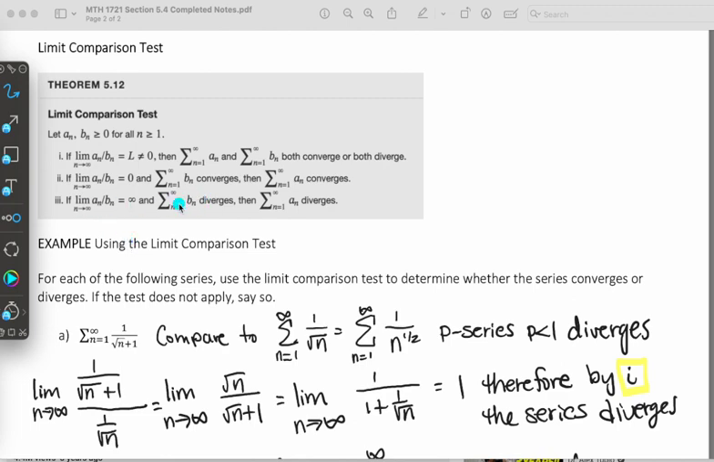Now the same thing goes for this last part here. If I divide an over bn and I take the limit as n goes to infinity, and I get infinity, and this approaches infinity, if I know that bn diverges, then I know that an diverges as well. So this doesn't say anything about converging. That doesn't mean that they converge together as well. If bn converges and I get that the limit approaches infinity, then this test is inconclusive.